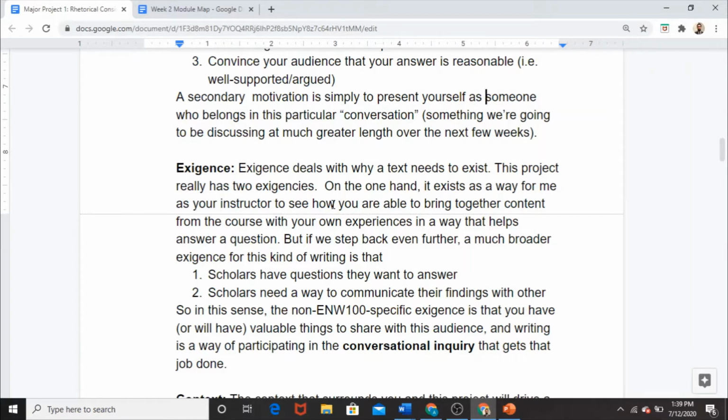But more broadly, right, the exigence of this kind of scholarly writing is that scholars as a community have questions that they want to answer, and they pursue those answers, and they need a way to share their findings. And so academic scholarship, right, whether that's in the publication of books or articles or chapters or in conference talks, right, is the means by which that occurs. And so in many ways, the idea here is that you have valuable things to share with this audience, or you will have valuable things to share once you're done with the project, and that writing is a way of engaging in that conversational inquiry.